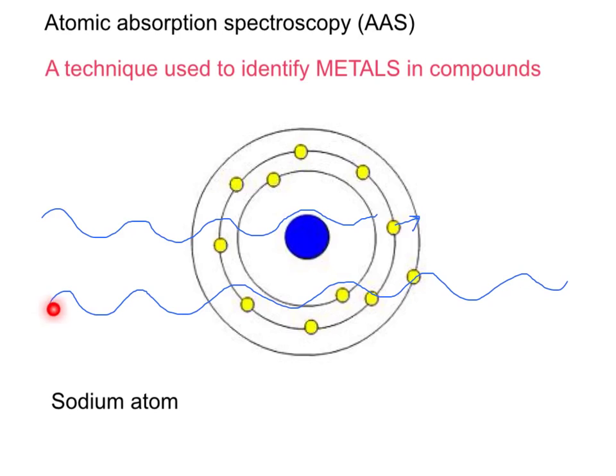This means that not all the light is passed through the sample, some is absorbed. A detector over here will notice the difference between what's transmitted and what's been absorbed.